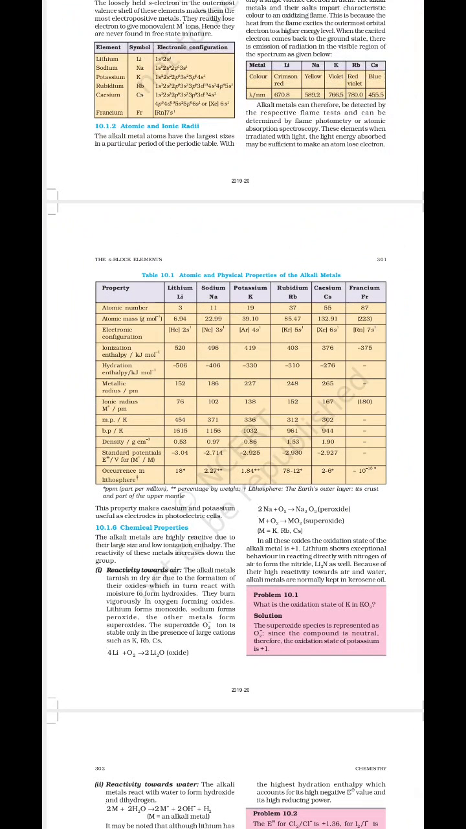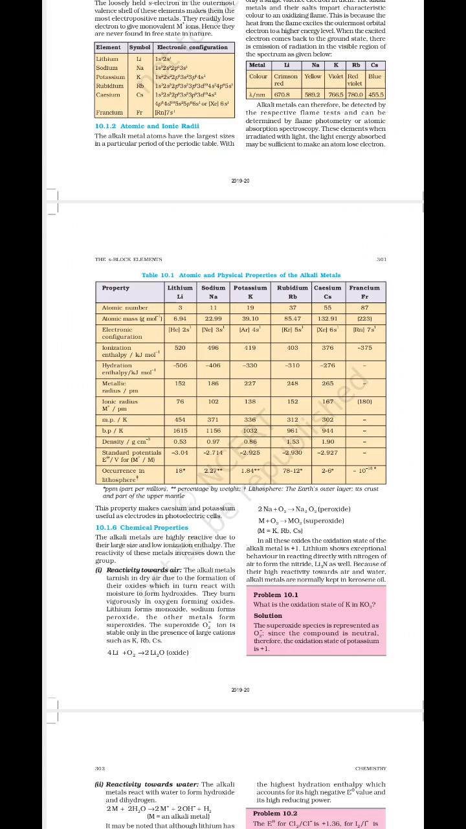Why does reactivity increase as we move down the group? Because size increases, ionization enthalpy decreases. That's why they can easily react. So in the starting of chemical reactivity, we have two questions. Why are alkali metals highly reactive? Due to their big size and low ionization enthalpy. And the second question is, why does alkali metals' reactivity increase as we move down the group? Again, because as we move down the group, size increases and ionization enthalpy decreases. That's why their reactivity increases.